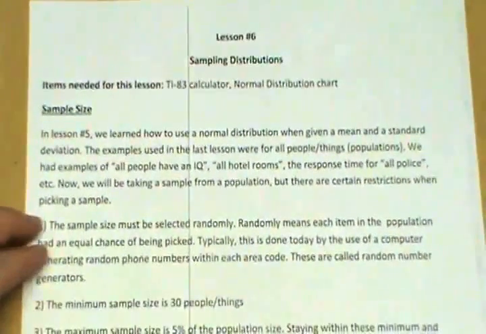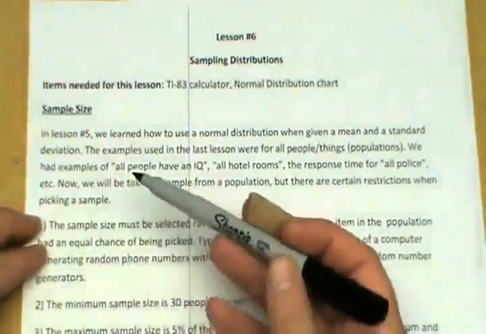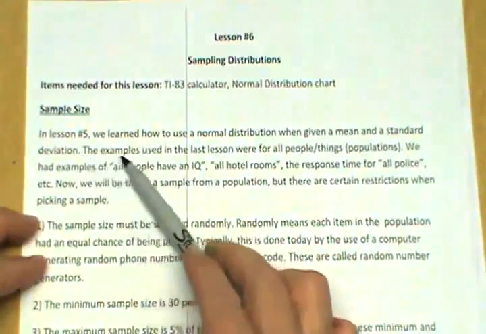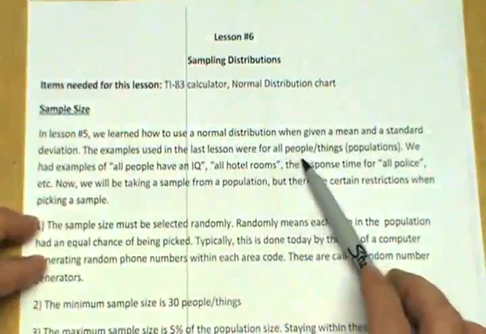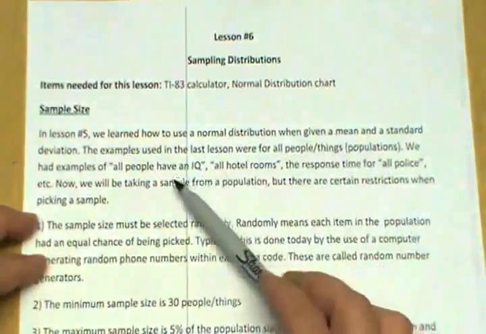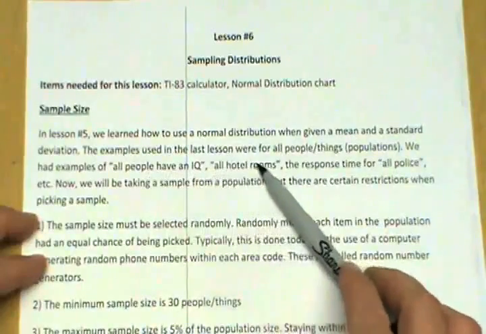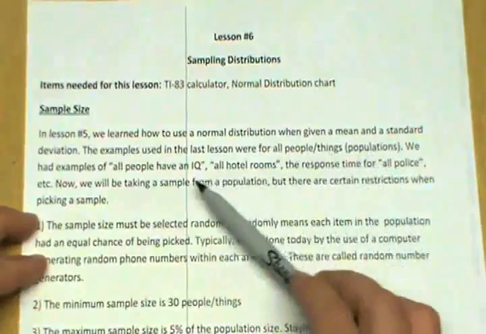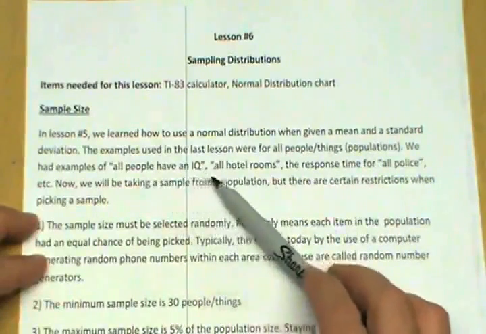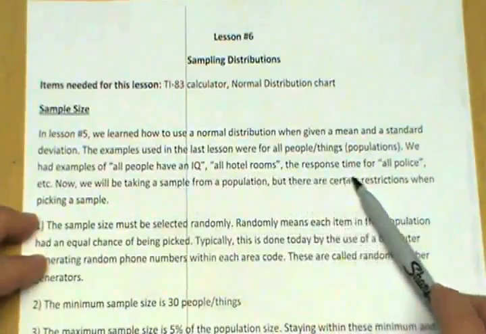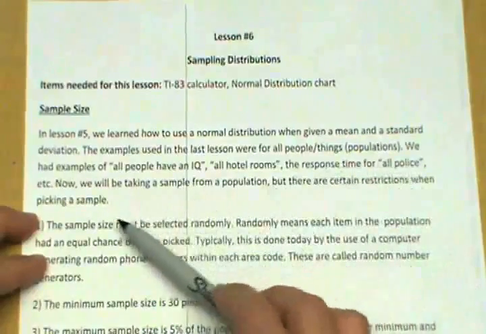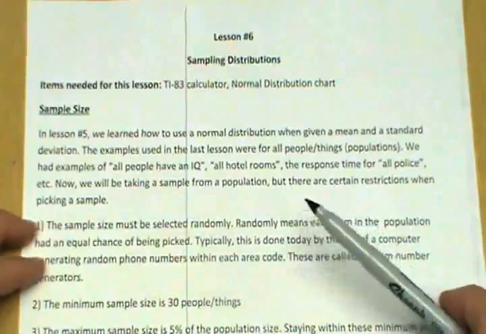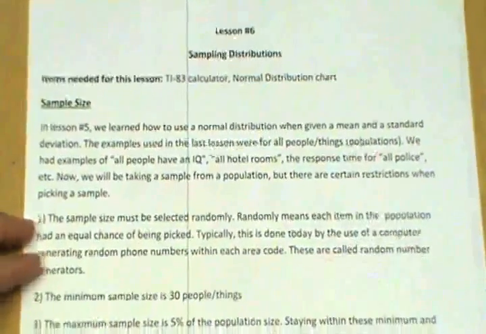So sample size. When you take a sample, now remember, a sample is a subset of a population. And again, in Lesson 5 we learned how to use a normal distribution when given a mean and standard deviation. The examples used in the last lesson were for all people or things, which are populations. We had examples of all people have an IQ, all hotel rooms, the response time for all police, etc. Now we'll be taking a sample from a population, but there are certain restrictions when picking a sample. So we're going to be doing samples this lesson.